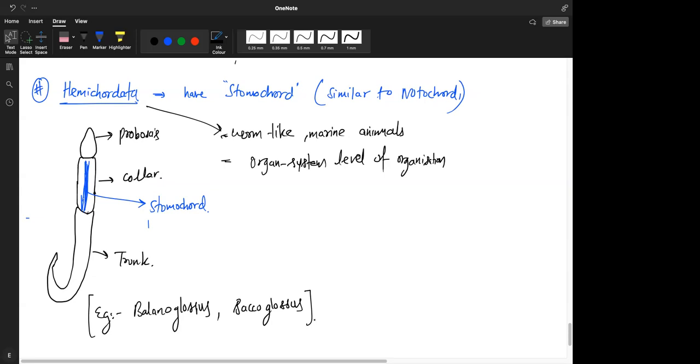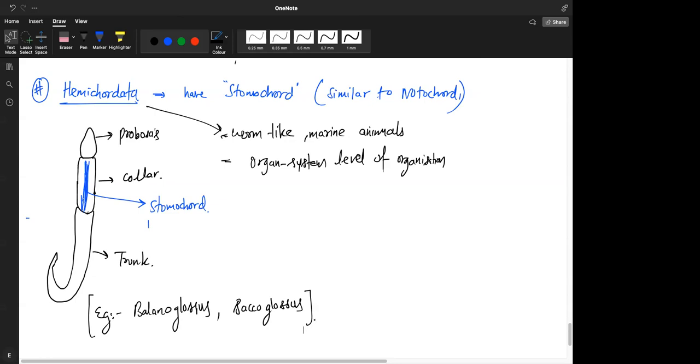So is hemichordata clear? They don't ask you many questions from hemichordata. Just the fact that they have a collar region in which you have a stomochord instead of a notochord. Okay. So they are hemichordates.